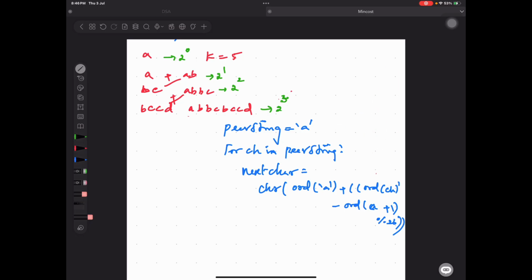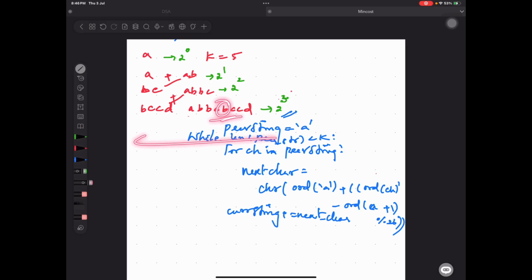So the next character we keep on appending to the current string, current string plus equals next character. We run the loop while the length of the previous string is less than k. So we will be basically running this, and from this we will be getting the character. There is no need of running all the keys. So that's the reason.